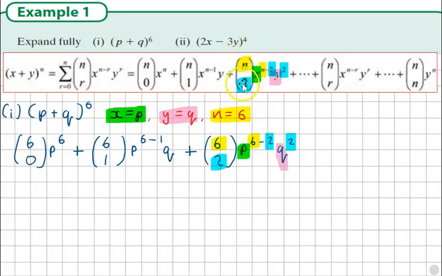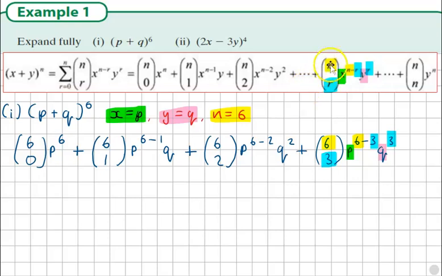Then we have n choose 2 times x to the power of n minus 2 times y to the power 2. So n choose 2 becomes 6 choose 2. The x is p. Then we have n minus 2 as our power, so that's 6 minus 2. And then y squared is going to be q squared. And then we have n choose r. So we're just going to keep going.